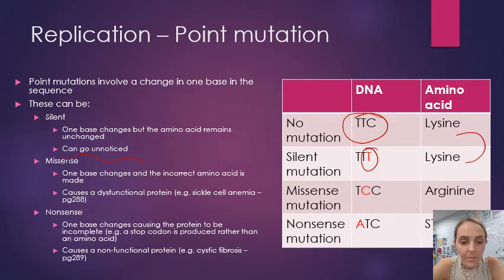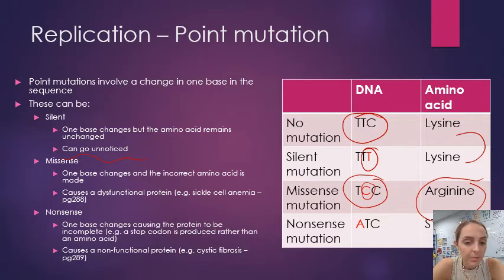The second type is a missense mutation, which is where one base changes again. So instead of TTC, we have TCC, and this time it does produce a different amino acid. So it's now going to make an arginine instead of a lysine. And this means that the protein that gets made at the end is going to be dysfunctional in some way.